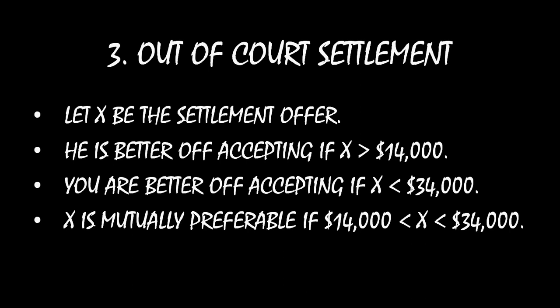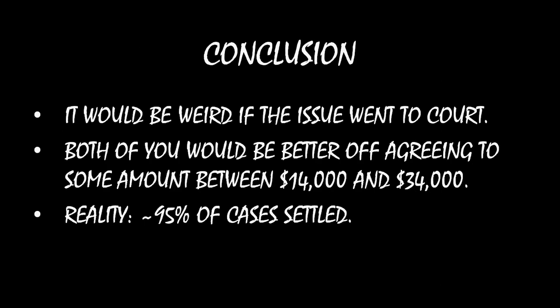Now, if you combine those inequalities from bullet points 2 and 3, you'll see that an X is a mutually preferable settlement offer if $14,000 is less than X and X is less than $34,000. So if the settlement is between $14,000 and $34,000, both of you are better off than if you went to court. So what we should be concluding here is that it would be very weird if the issue actually went to trial. And the reason for that is that both of you are better off with an out-of-court settlement somewhere between $14,000 and $34,000.